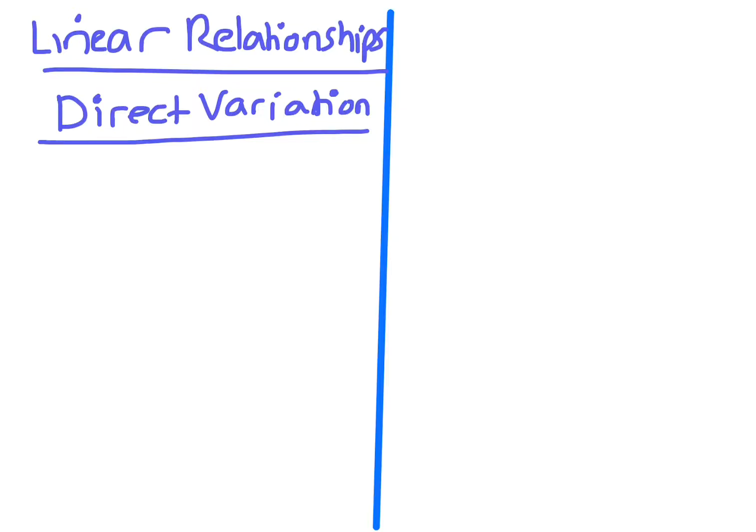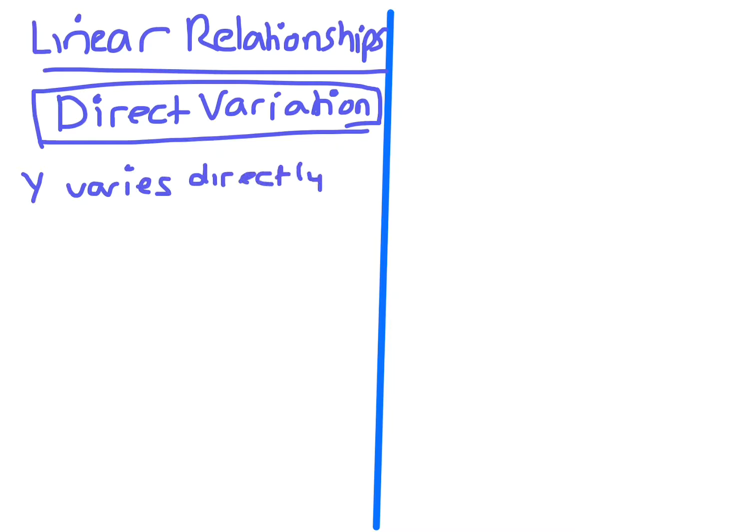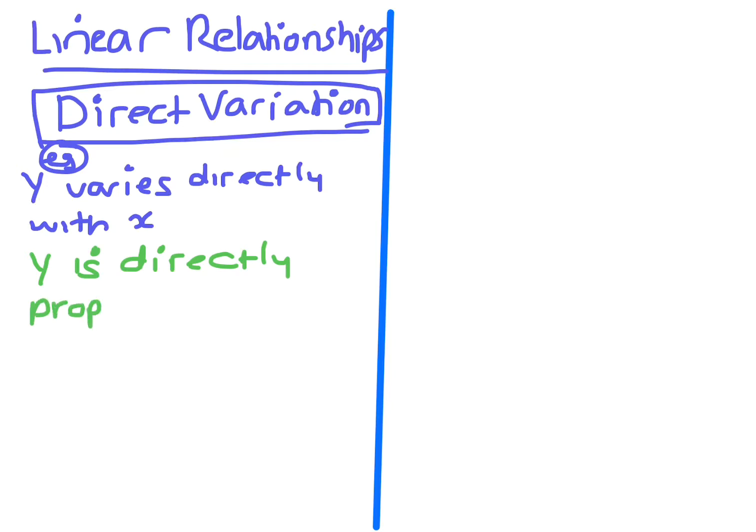Okay, talking about direct variation. So let's say y varies directly with x, for example. It's also sometimes written, instead of that language, as y is directly proportional to x.